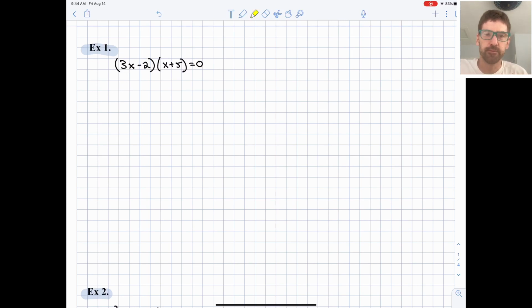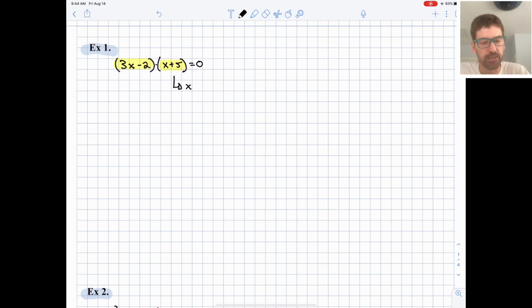We have the product of two binomials, which if we FOILed this out would be a quadratic. So remember, we're trying to solve quadratics. And we have the product of two different things, and they're equal to 0. So that means that one of those things, or both, must be 0. Okay, the only way to get a product of two things equal to 0 is if one of those things is 0. So we have two options.